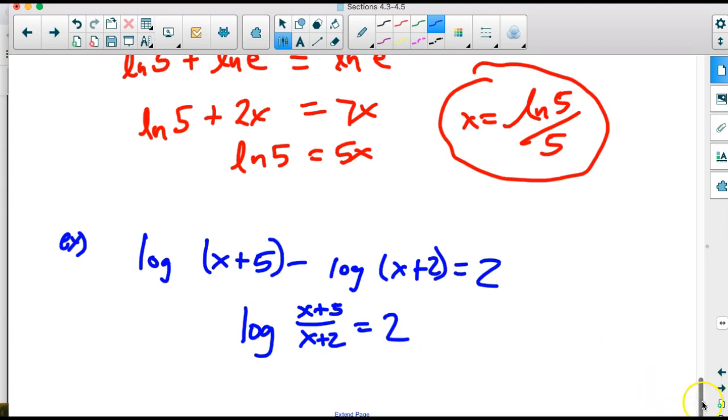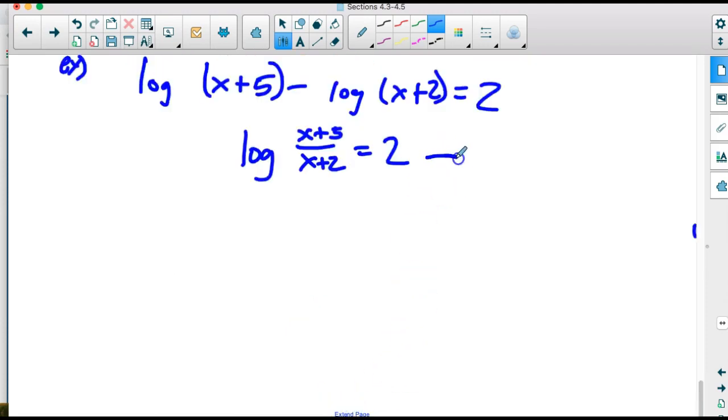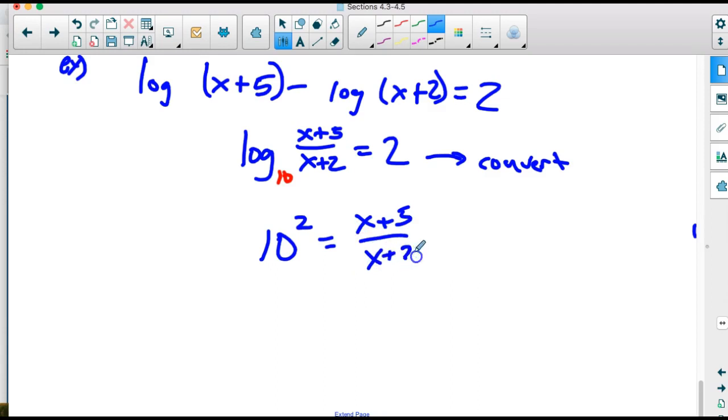Now, we do have one logarithm, one base, one exponent, one number value. So we can convert this one, because it's in the right form now. Base is 10. 10 here because it's not written, but it is base 10. The exponent is 2. It's right here. The value it equals is x plus 5 over x plus 2. So we're just solving the equation. 100 equals x plus 5 over x plus 2.